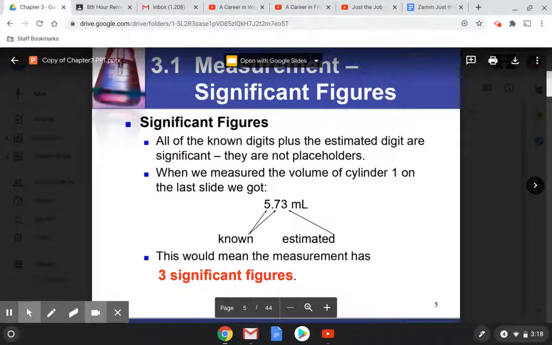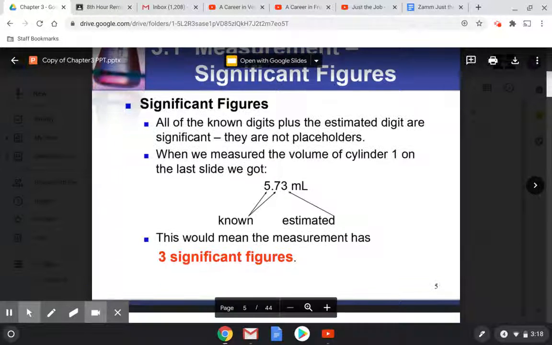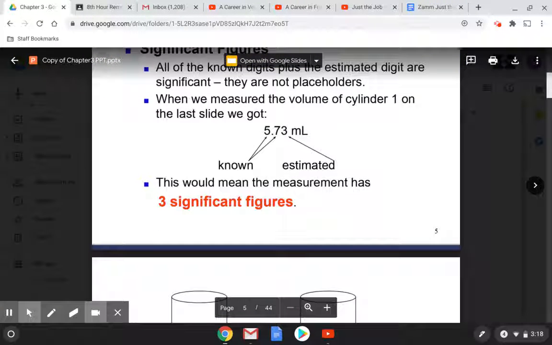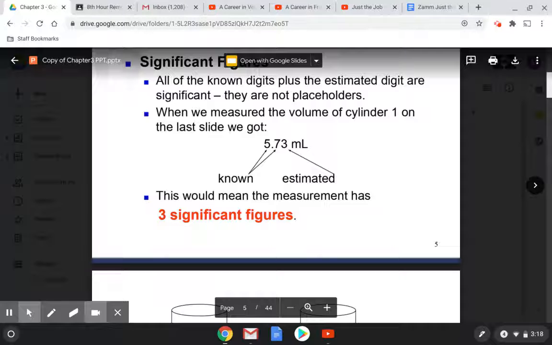We know that, but the 3 could be off by 0.01, so it could be 5.74 or 5.72. It's going to be in that range, but we're going to estimate it's at the 3 mark. And so looking at the numbers there, we know that all 3 digits are going to be significant, because all 3 of them matter.